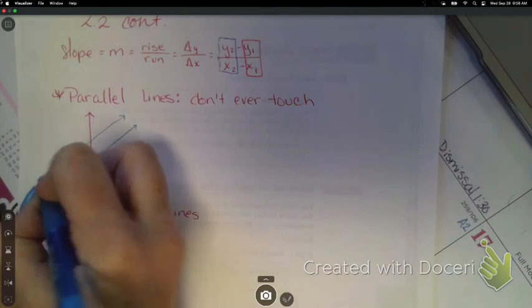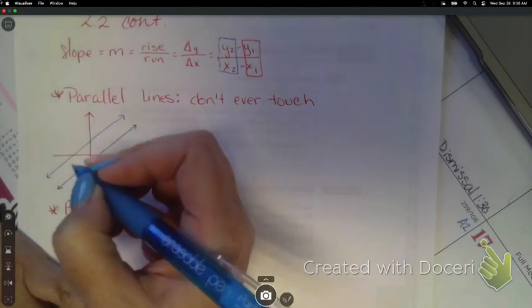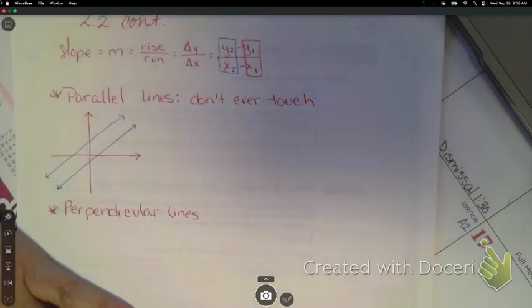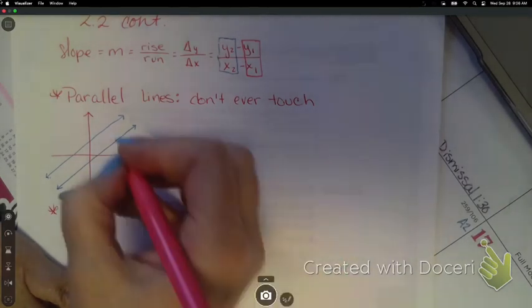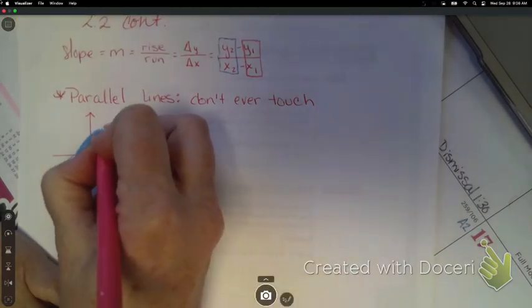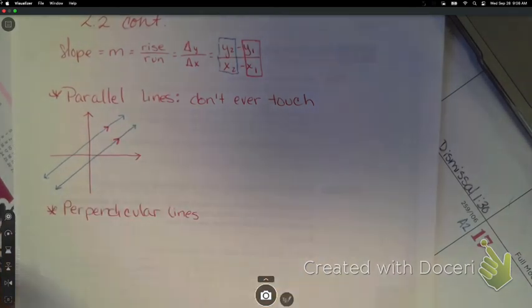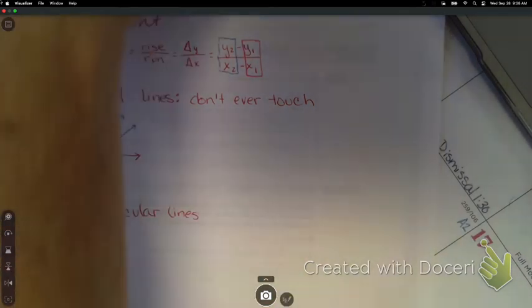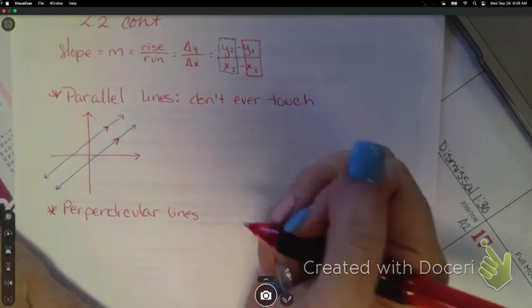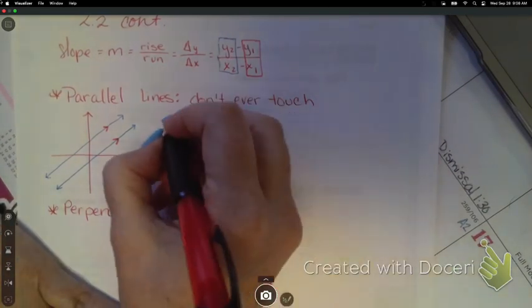Now, what do I put on parallel lines to tell you they're parallel? Do you remember from geometry? Arrows. You put arrows so you can show. You put like these little things right here, right? Okay, so we know they don't ever touch. They look like that. What about their slopes? They're the same.